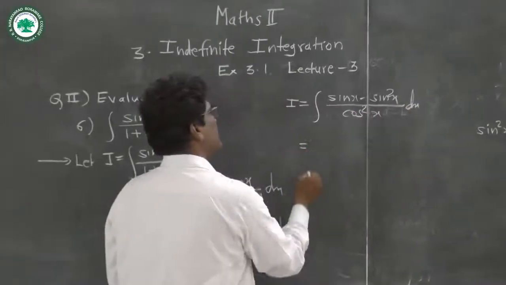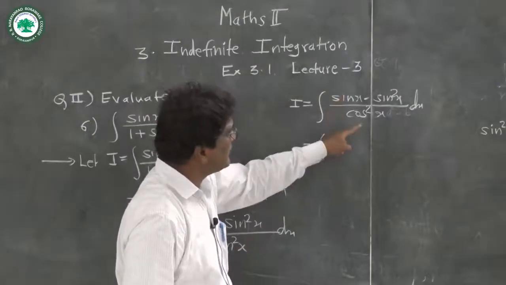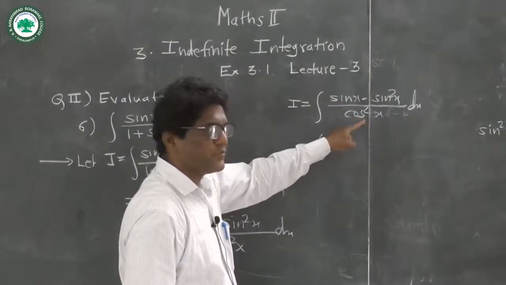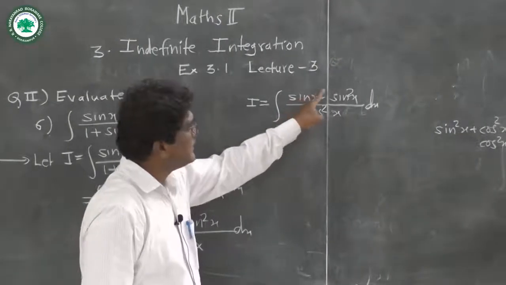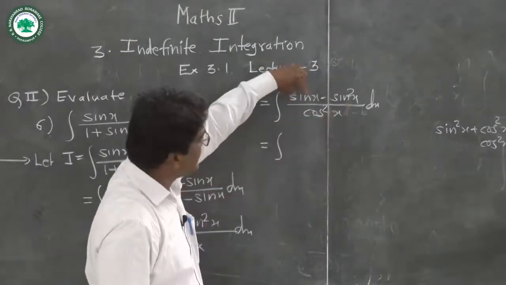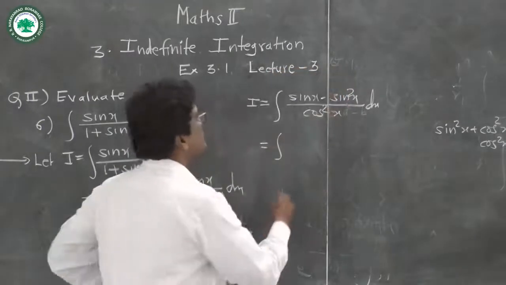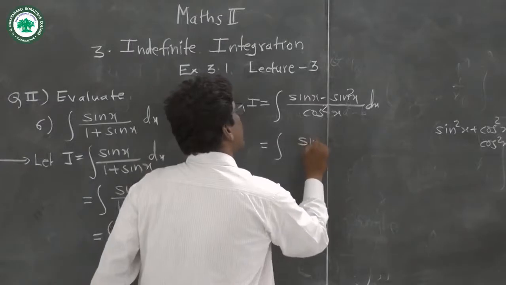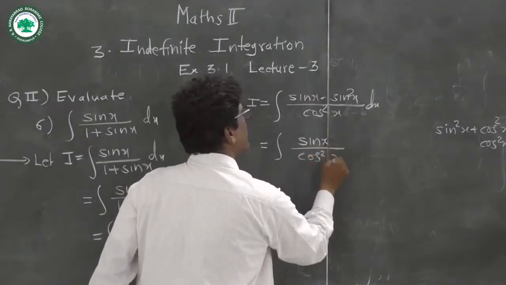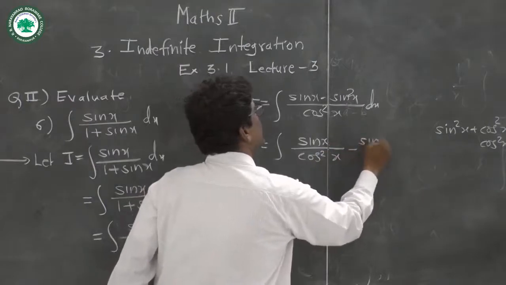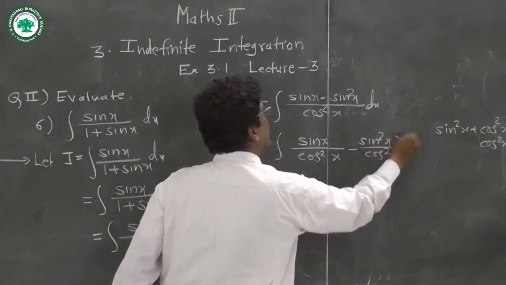So this is equal to integration of, now we divide the numerator separately by cos square x. In the numerator there are 2 terms. So divide this sin x by cos square x and this sin square x by cos square x. So we get sin x upon cos square x minus sin square x upon cos square x, dx.